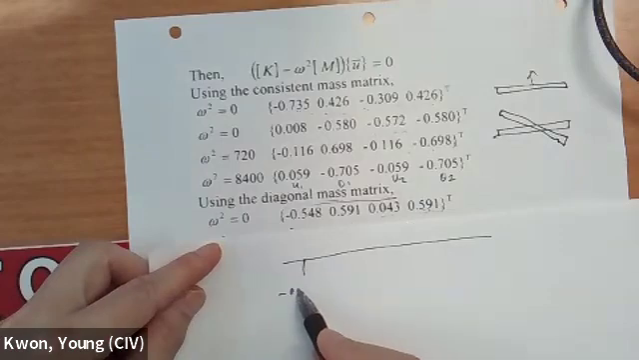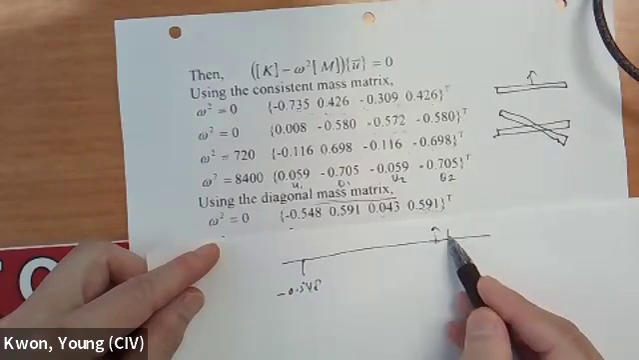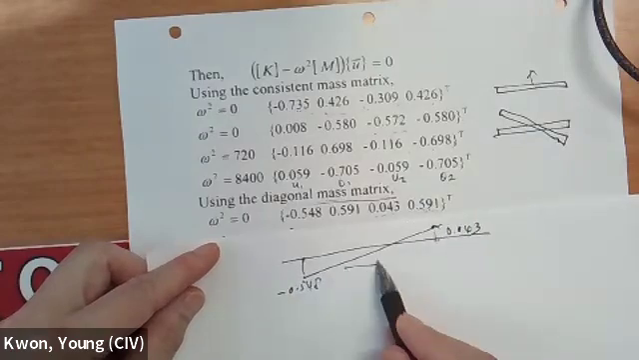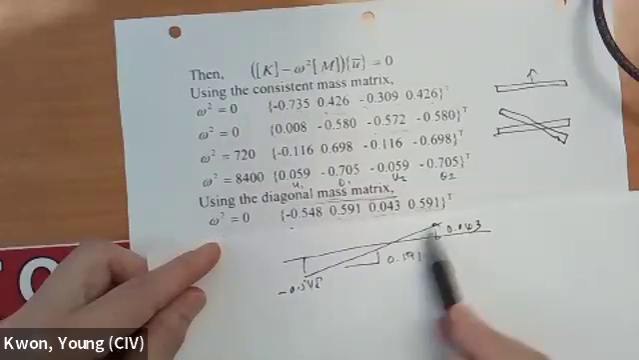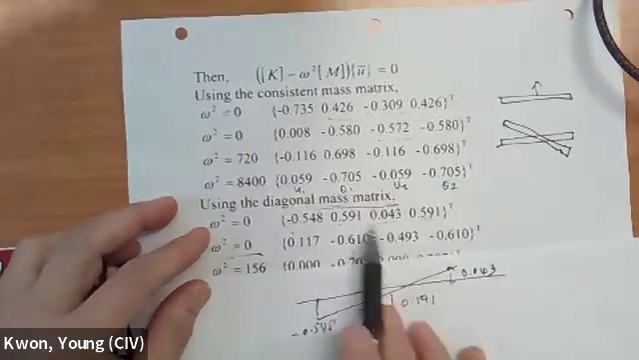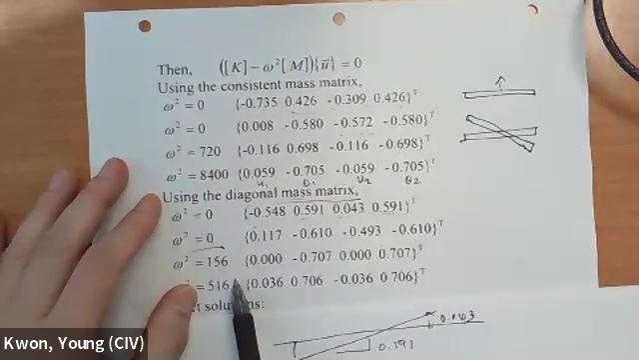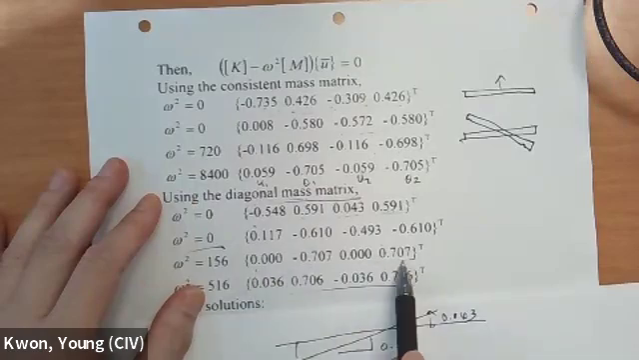Negative 5.8 and positive 0.043, and the straight line is going to be 0.591. So you can see that that is going to be a straight line. Same thing in here, you got two rigid body modes and then two non-zero, and that's the mode shape shown here.